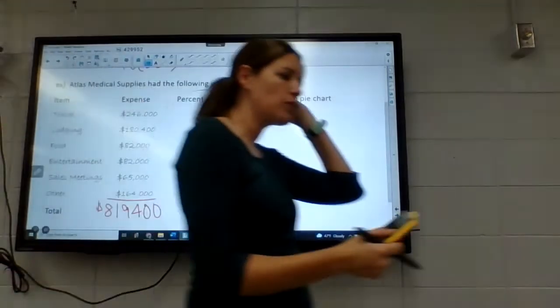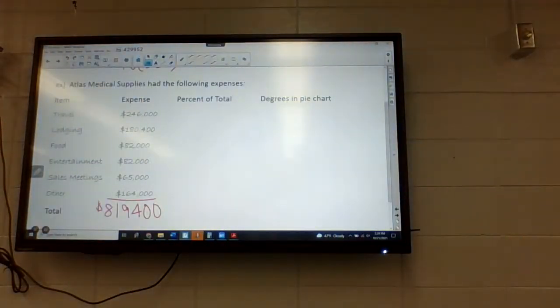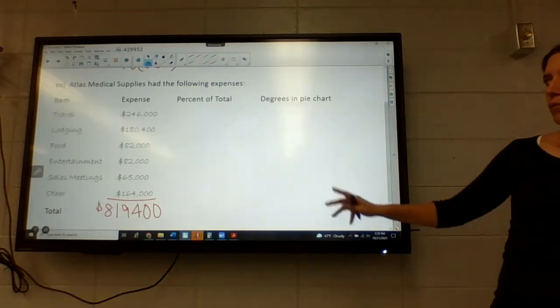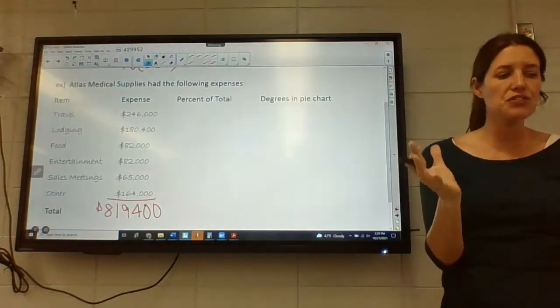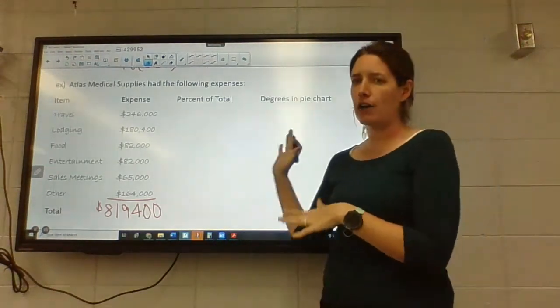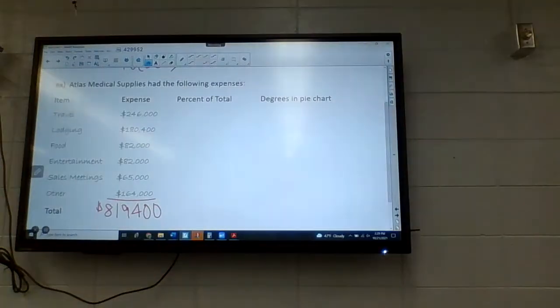All right. So their total expenses for, I'm assuming the year, is close to $1 million, $819,400. So we need to figure out what percent of the total each of those are, and that's the percent of the circle we're going to use. But then we're going to figure out how many degrees in our pie chart that is.